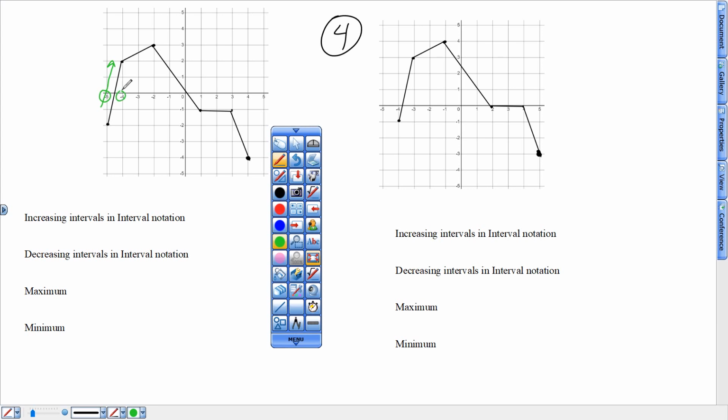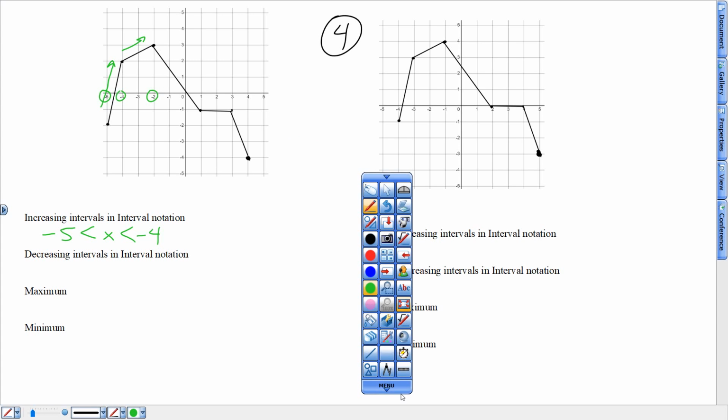And again, I write that as -5. Inequalities always go this direction. X in the middle, inequality, and I'm going to put -4. That's one of them. The next little stretch goes from -4 and ends at -2. They want you to describe both. So that next little stretch where it's going uphill from -4, inequality, always this direction, to -2. Those are the two parts where it's increasing.